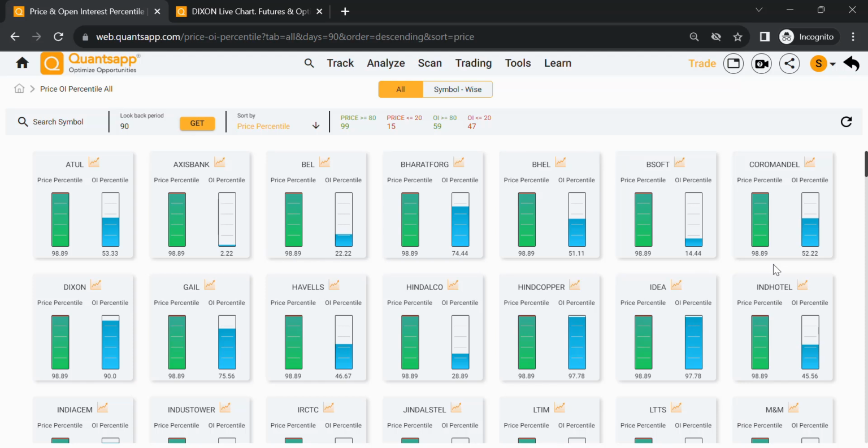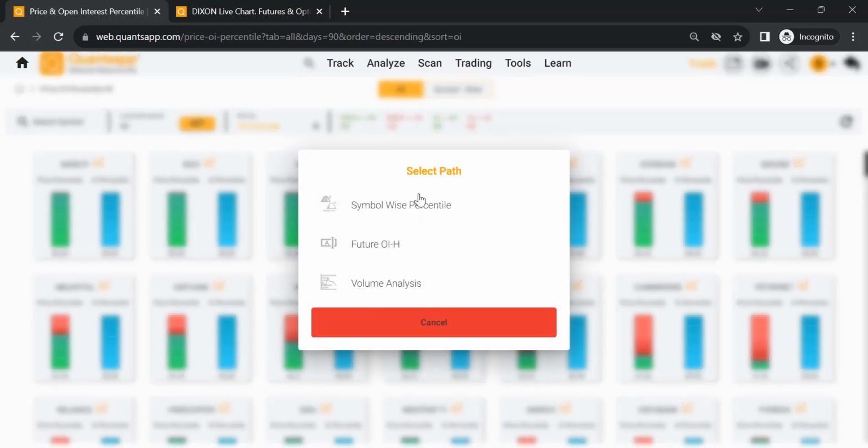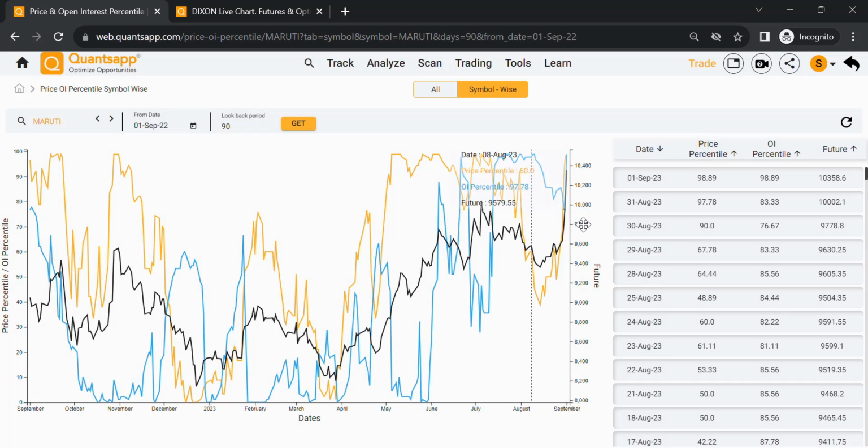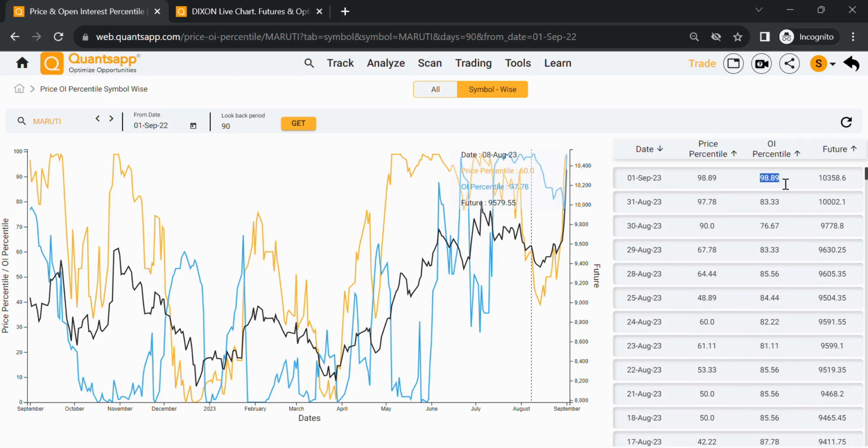Another way around is that we can easily filter based on the OI participation. So if you see Maruti, I actually scanned Maruti a few days ago. I'll show you the symbol-wise percentile. Now if you see Maruti, it is moving higher. Today, for the first time in the recent history, first time after 17th of August, the stock's price and OI percentile both went above 90. It went above 90, and see, the stock is up by 350 rupees. So it is up by 3.5 percent today.